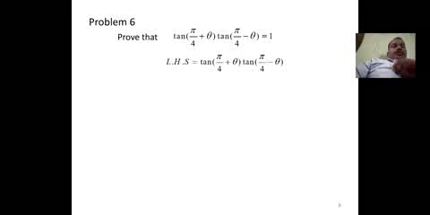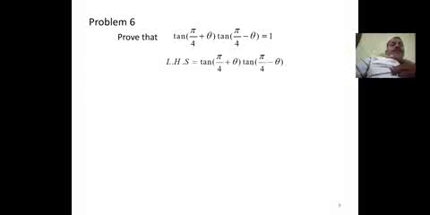Prove that tan of pi by 4 plus theta into tan of pi by 4 minus theta is equal to 1. Take the left hand side part. That left hand side part is tan of pi by 4 plus theta into tan of pi by 4 minus theta. With the help of tan of a plus b into tan of a minus b, tan of a plus b is tan a plus tan b by 1 minus tan a tan b, and tan of a minus b is tan a minus tan b by 1 plus tan a tan b.